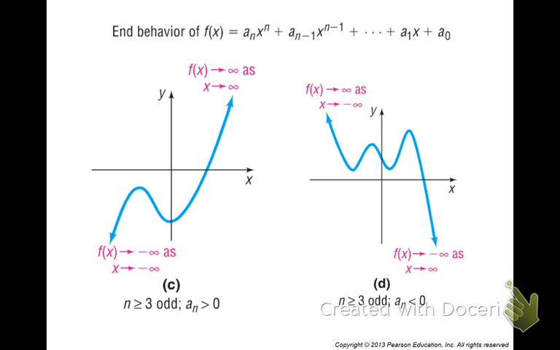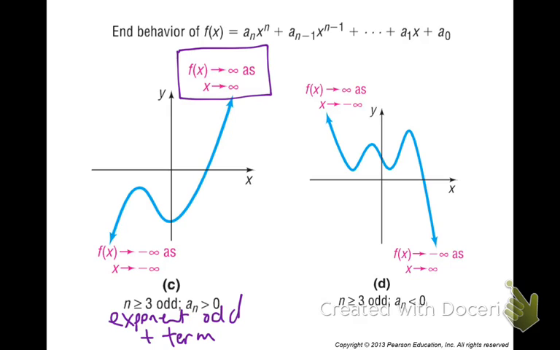Okay, so now if your exponent is odd and your term is positive, here are our end behaviors. As x is going to positive infinity here, where is your y going? It's going to positive infinity. And then over here, as x is going to negative infinity, where is your y going? It's also going to negative infinity. Those match up, don't they?